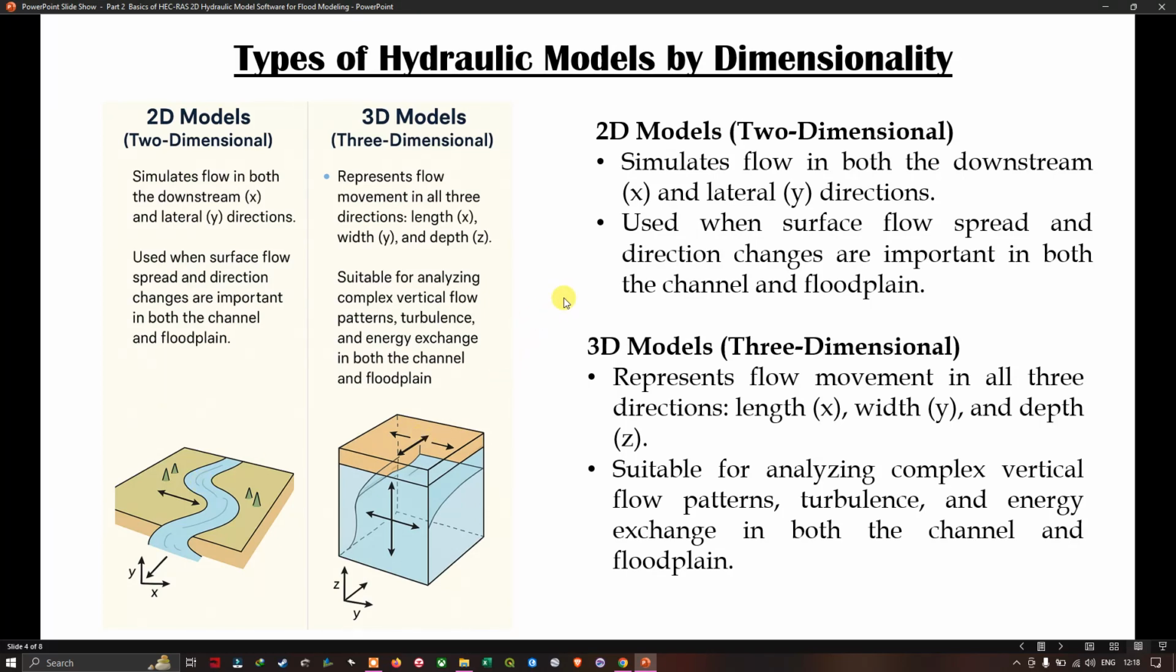And the next model is the 3D, a three-dimensional model. It represents the flow movement in all three directions: the length, width, and the depth. It is suitable for analyzing complex vertical flow patterns, turbulence, and energy exchange in both channels and floodplain. And the 3D model is represented in this figure here.